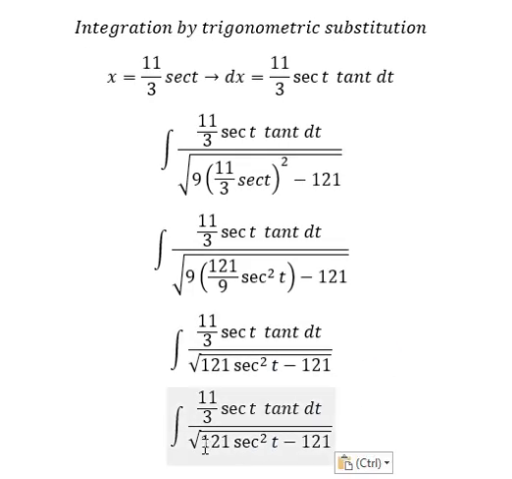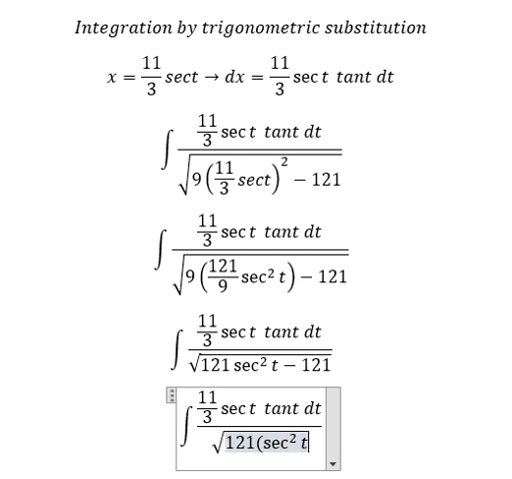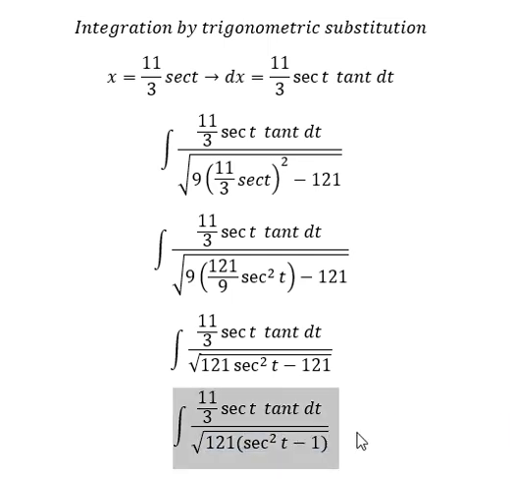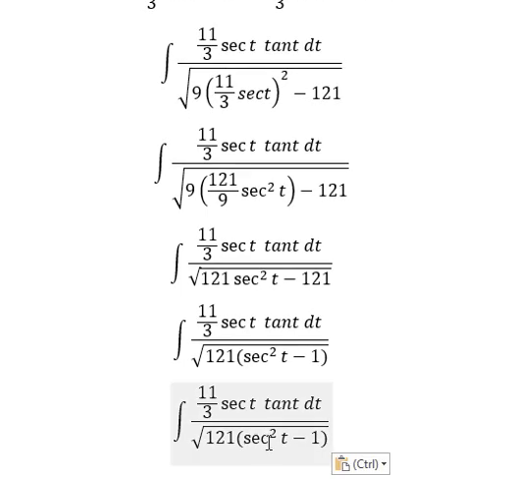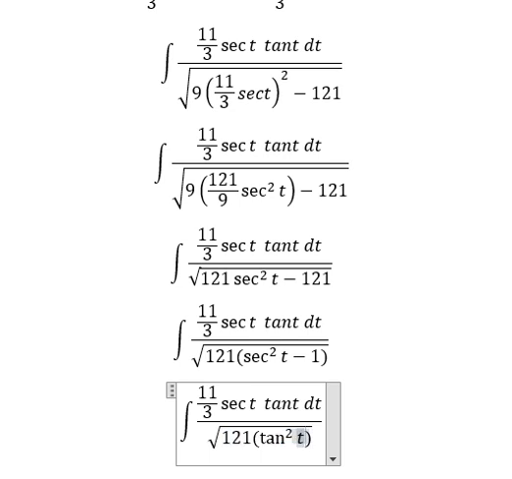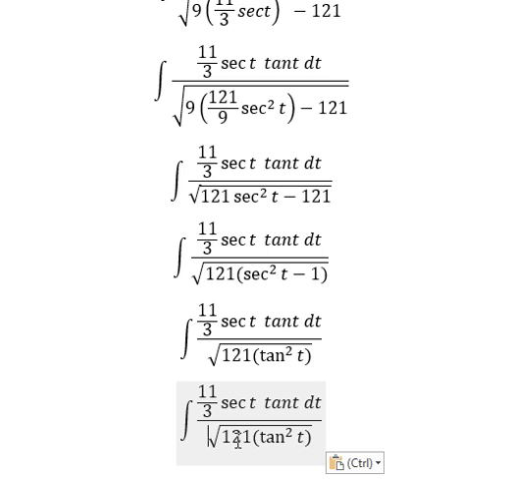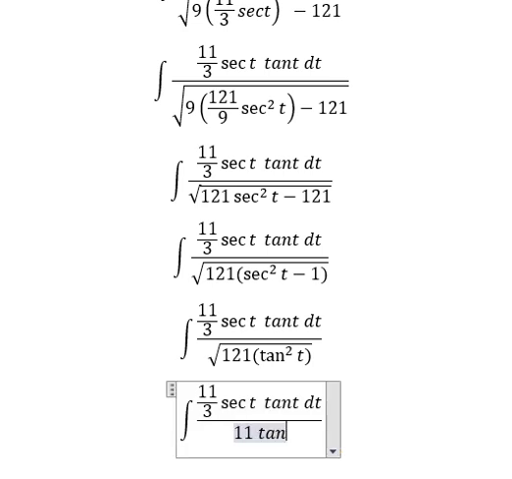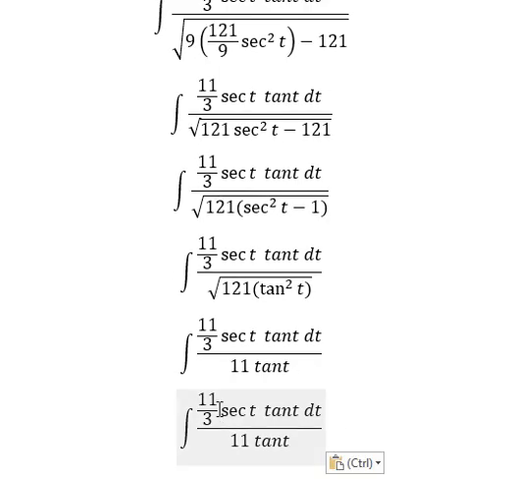Next, 121, we can do factorization. So this one is tan squared of t. The square root of this one, we have 11 tan t. Next, we need to simplify 11 tan t.